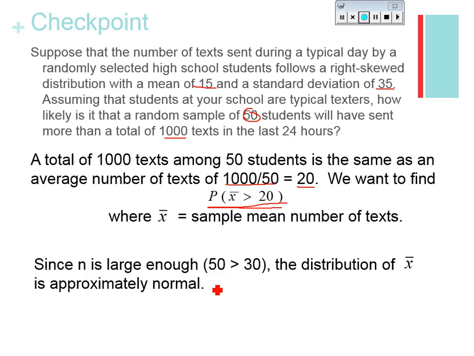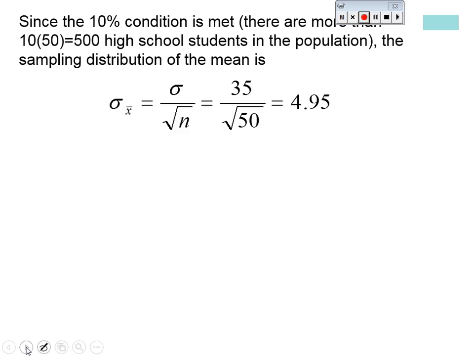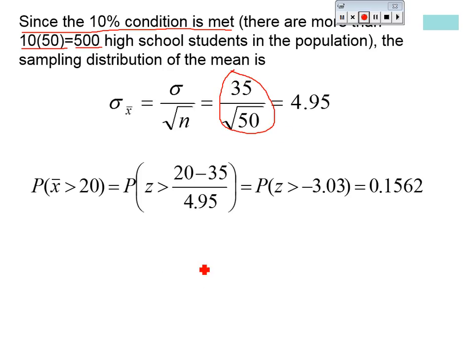So what I want to know here is the probability that the average student sends 20 or more text messages. In terms of the conditions, once again, I'm looking at the normal condition with the central limit theorem. Since the sample size is more than 30, we can assume that the sampling distribution would be approximately normal. With the standard deviation, I want to check the 10% condition. Since my sample included 50 high school students, I need to assume that there are at least 500 high school students in the population. Since that's a safe assumption, I can now compute the standard deviation, which would be 35 divided by the square root of 50, which comes out to be 4.95.